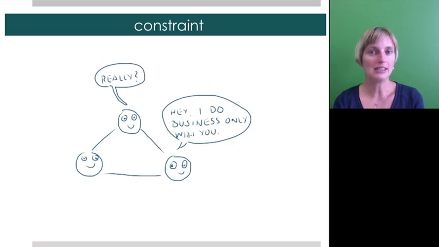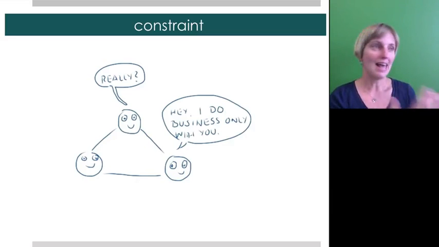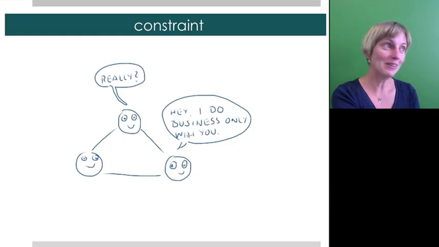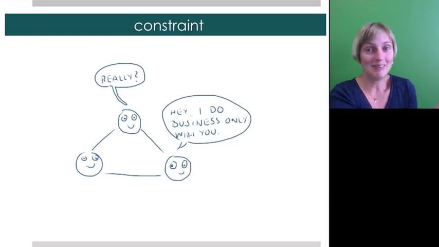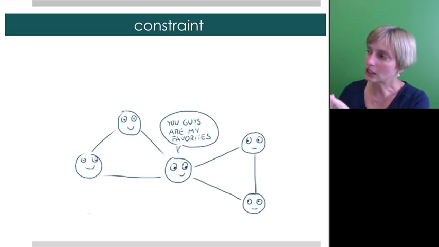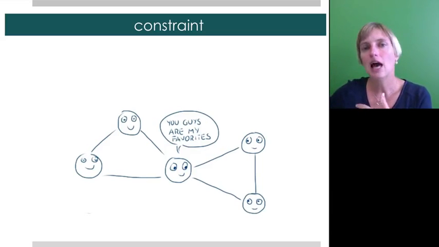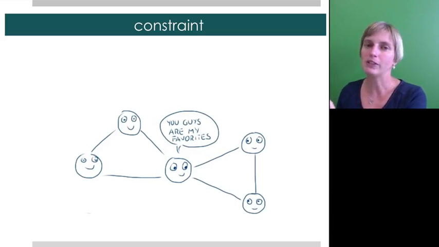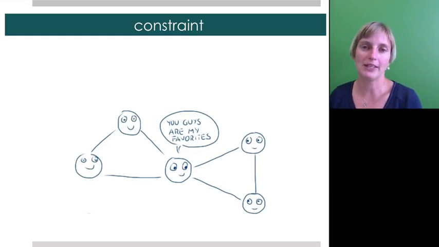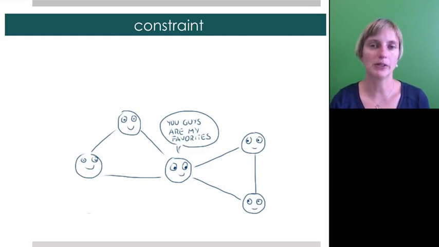On the other hand, if you're in this brokerage position, you can turn to one part of your network and say, hey, I would do business only with you. And they have no reason not to believe you, but you could turn around and to the other side of the network that you're kind of bridging, and you can say, oh, you guys are my favorites, and no one would be the wiser. And so this is what's called, when you're in a brokerage position, you actually experience low constraint.